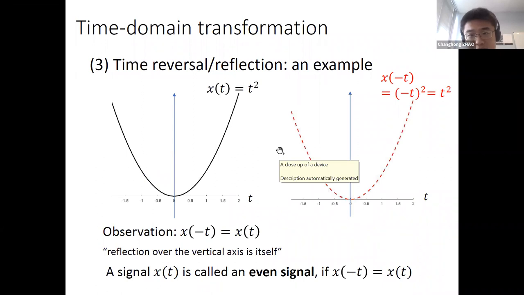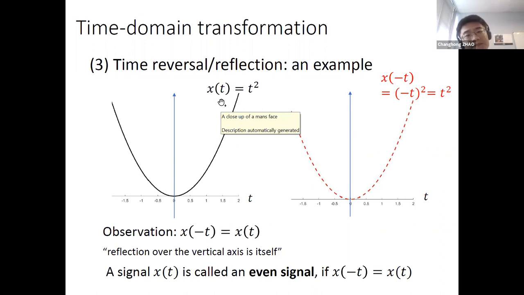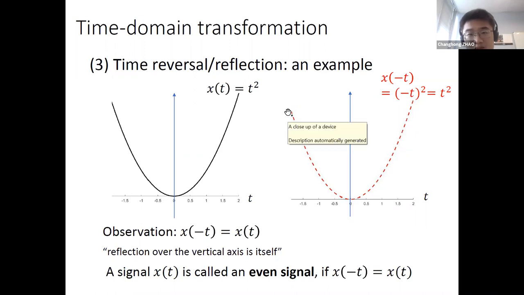And here are some examples. If we have the signal x of t equals t squared, and we are mirroring it, then x of minus t is the mirroring transformation or reflection transformation. Minus t squared, the minus sign just disappears, giving t squared. What we find is that after the time reversal or time reflection, the new signal x of minus t is the same as the original signal x of t because both of them are t squared.